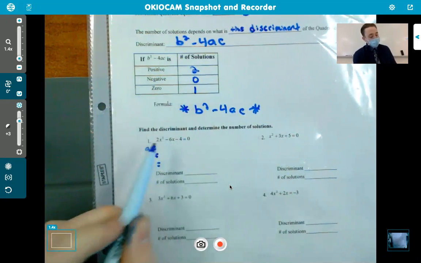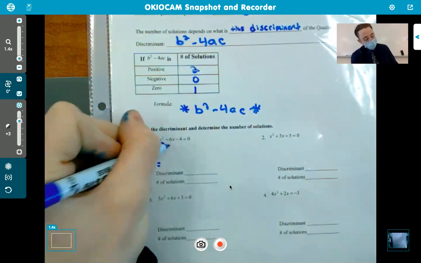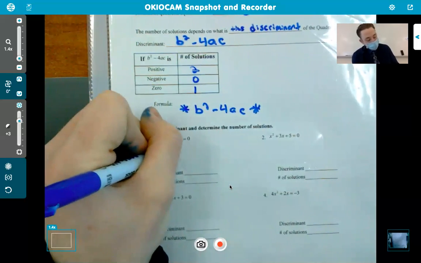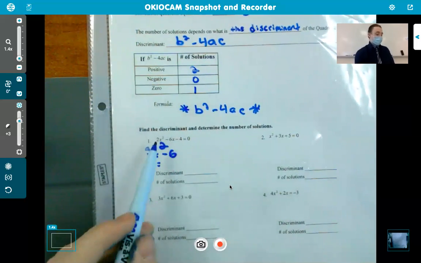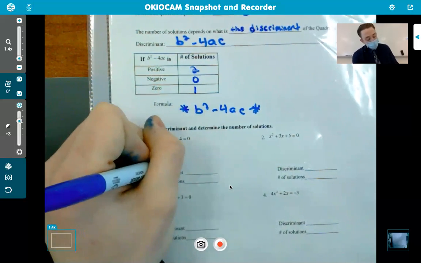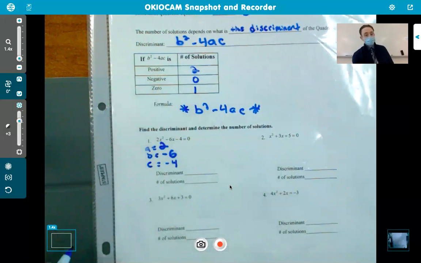A is the number in front of x squared, so that's 2. B is the number in front of x, which is -6. Remember, you include your signs. And then C is that constant term at the end there, which is -4.